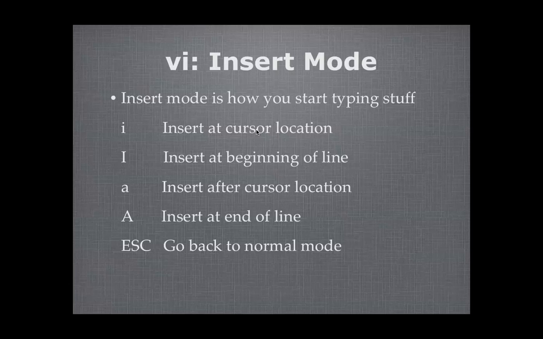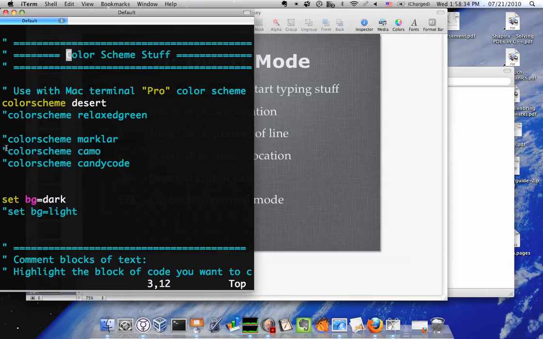And Escape gets you out of insert mode and puts you in normal mode. So if I want to insert something, I just type I, and that puts me in insert mode. I can see at the very bottom left, it tells me I'm in insert mode. I type some color scheme stuff. Okay, I'm all done. I hit Escape, and now I'm back in normal mode.